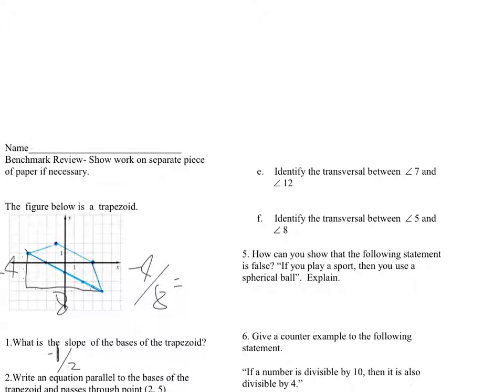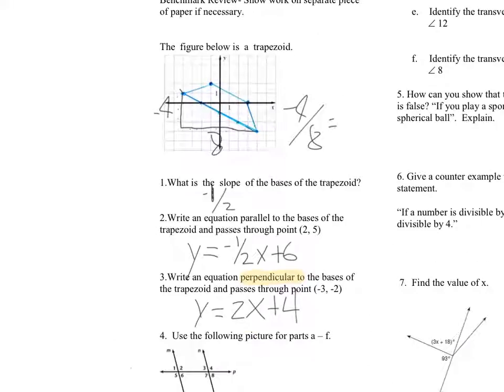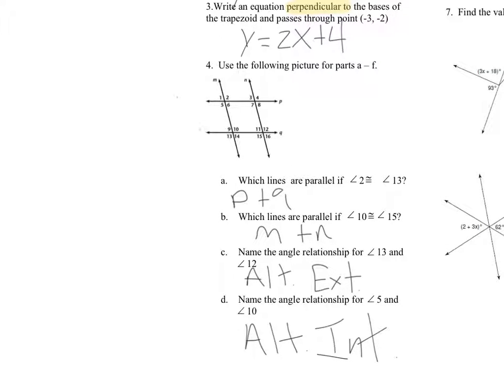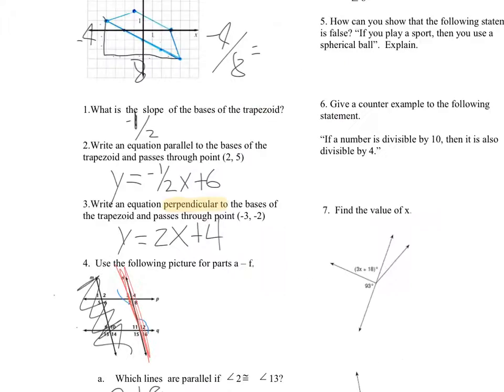E, identify the transversal between 7 and 12. So 7 and 12, excuse me. You have 7, you have 12. We don't ask this question very often, but what's the transversal? So we're ignoring this. P and Q are the parallel lines, which means N is the transversal. Right, so we'll scooch over there.